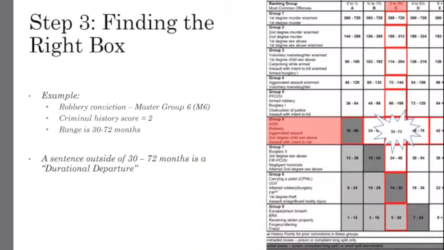All right, so we've gone through a lot of information and done a lot of work here. We know how to find what the offense severity group is and what the defendant's criminal history score is. So now we can go back to the grids and figure out what the sentencing range recommendation is. On your screen, you're going to see an example for a robbery conviction. That's master group 6 with a criminal history score of 2. So you take those two pieces of information and you find box M6 with a criminal history score of 2, so that's box C. Bring it together, that range is 30 to 72 months for that offense and that criminal history score. Now, a sentence outside of 30 to 72 months would be considered a durational departure.